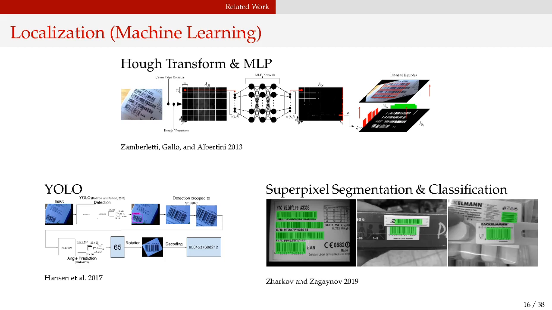Zharkov and Zagaynov presented a semantic segmentation network which provides a segmentation map for superpixels. This approach shows good results for input with clearly visible barcodes. However, the size of the network input has been set to 512 squared, which means that the runtime for larger input images, like the ones we are dealing with, is likely to be significantly high.